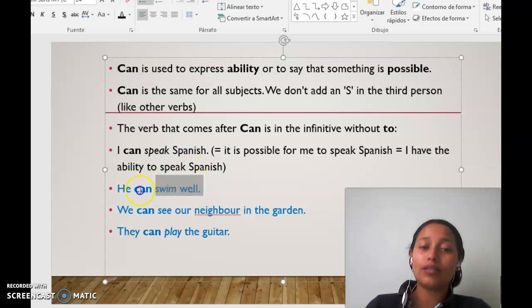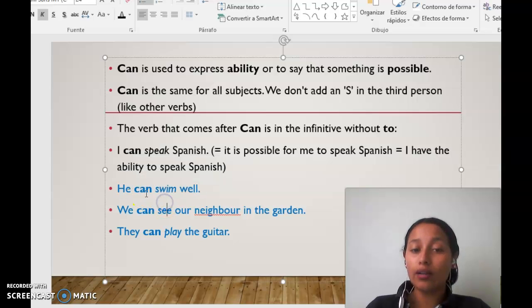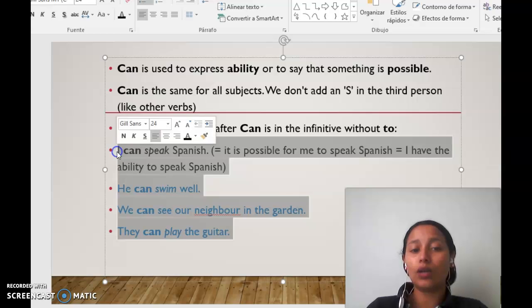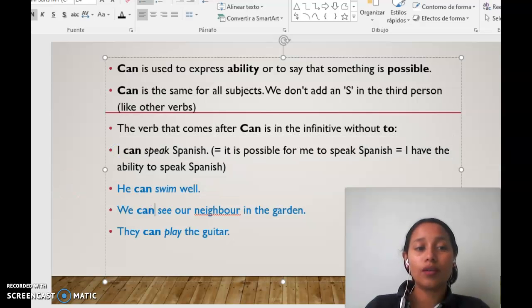The other example is he can swim well. O sea, él puede nadar bien. We can see our neighbor in the garden. Nosotros podemos ver nuestro vecino en el jardín. And they can play guitar. Ellos pueden tocar la guitarra. Si se fijan, todos son habilidades que digamos que naturalmente nosotros tenemos.